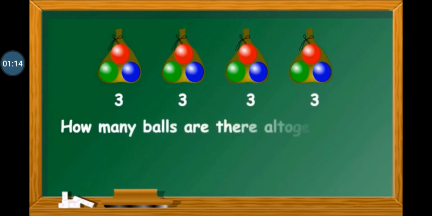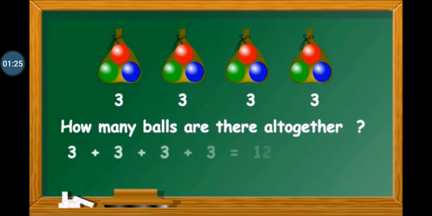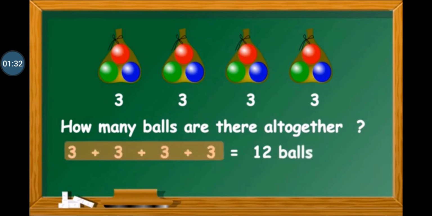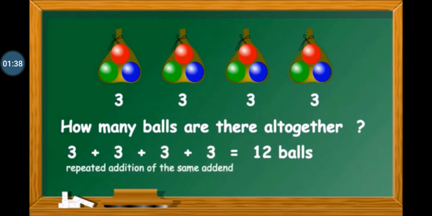For example, here we have four sets of three balls. In each set we have three balls. So if we have to find out how many balls there are all together, then we can add all these sets. 3 plus 3 plus 3 plus 3 is equal to 12 balls. So it means 3 is the addend and it is the repeated addition of the same addend.